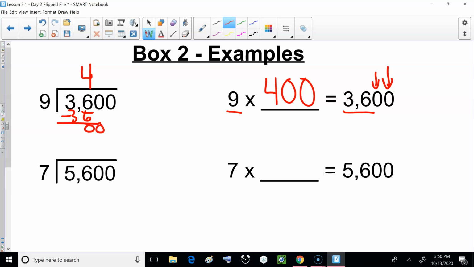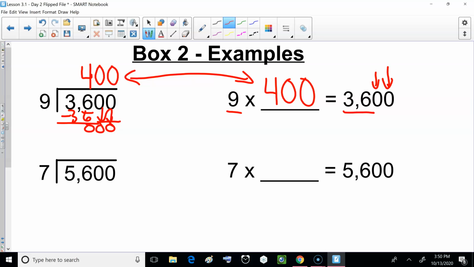Well, there's a 0 here and a 0 here. So really there's nothing left. So this would be a 0 in the tens and a 0 in the ones. Notice these two answers match each other, because 9 times 400 is the same as 9 divided by 3,600.